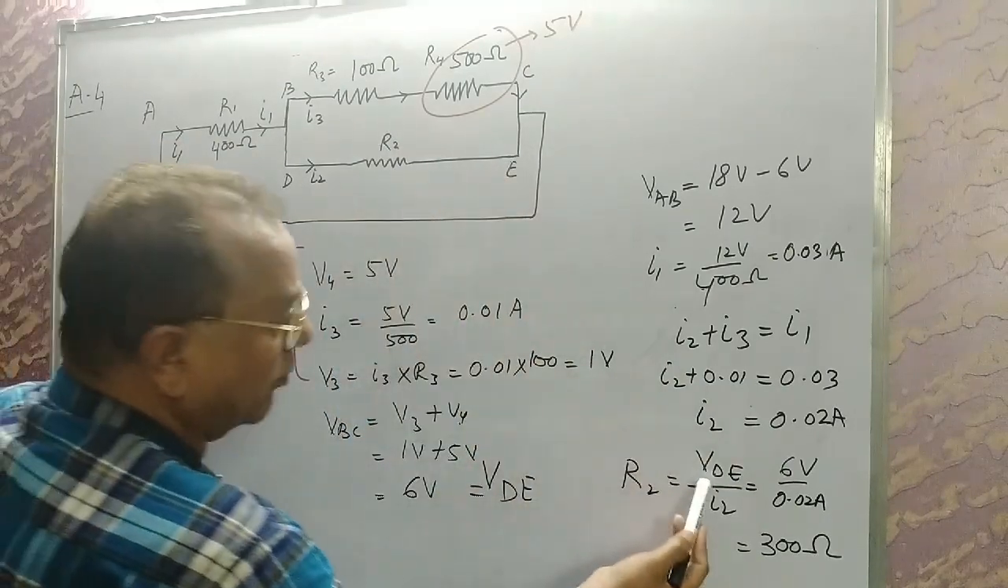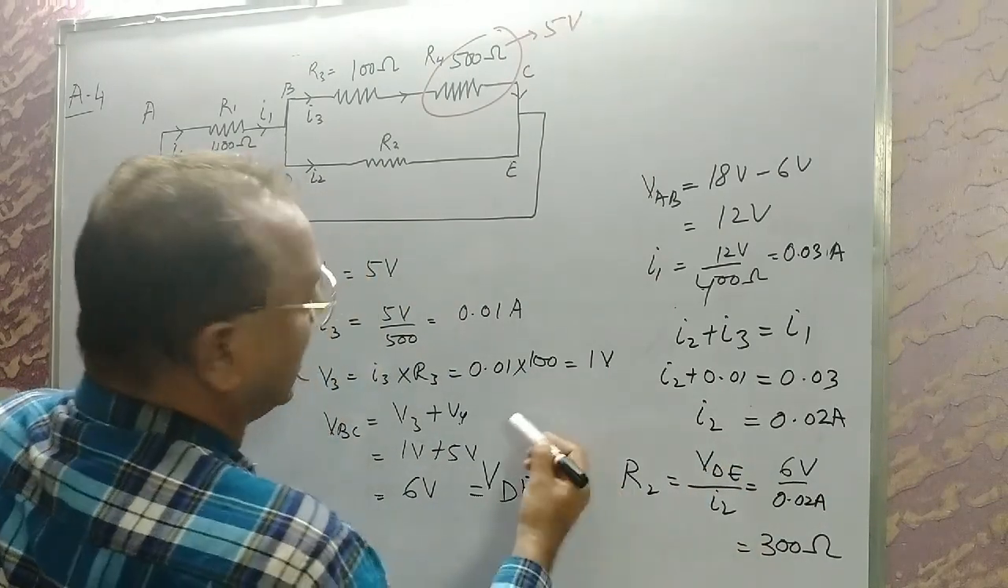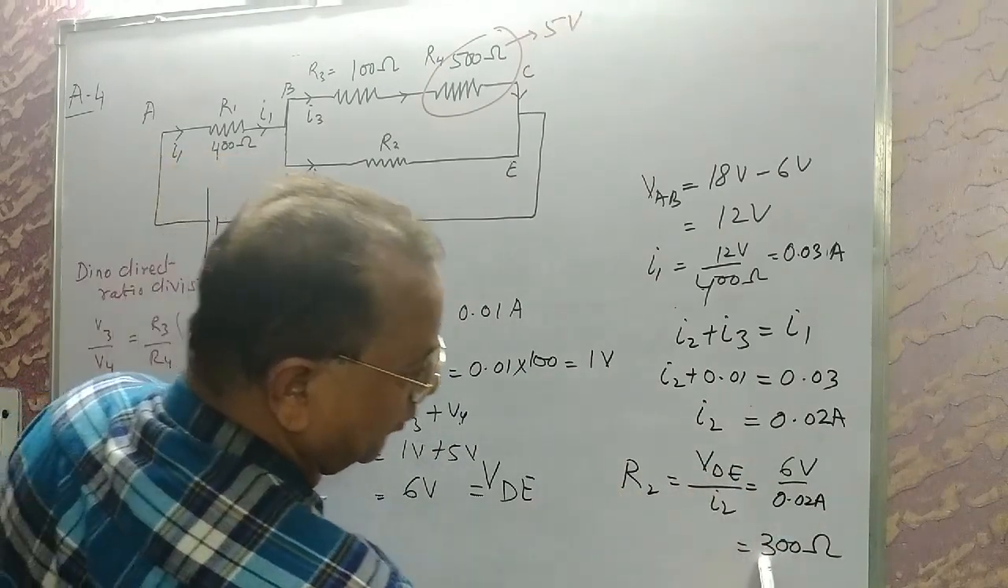Now you have been given voltage of this. What is voltage? 6 volt. What is the current? Current you have been given 0.02. Therefore R2 is equal to voltage divided by current, equal to 300 ohm.